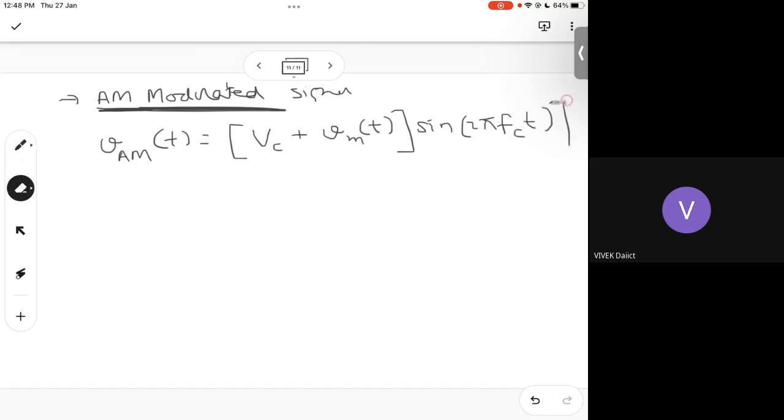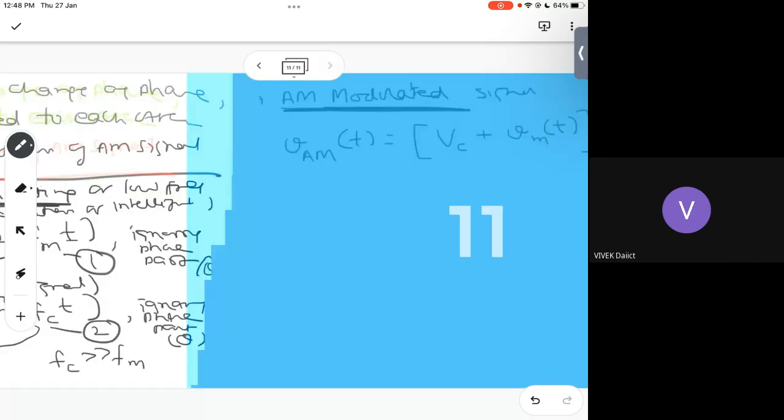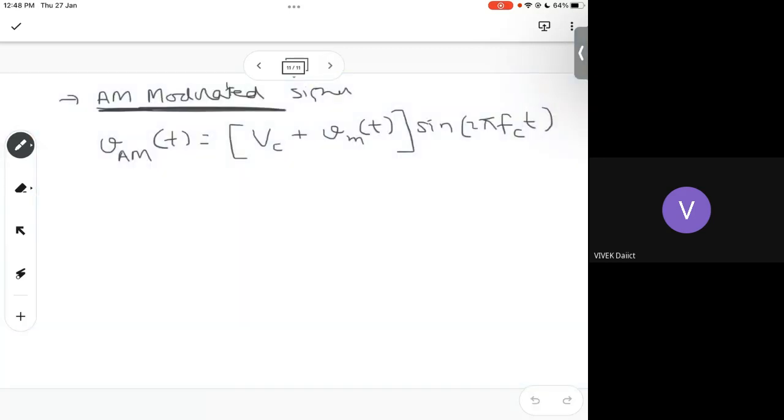If I understand this, then other things will be very simple. This is amplitude modulation, which is nothing but your message signal being overridden on the carrier signal. So this is my complete message signal. If you recall this expression, I write down as 1, this expression as 2 signals. Now, this was my original signal, VC sine 2 pi FCT. But my amplitude is changing in accordance with the message signal.